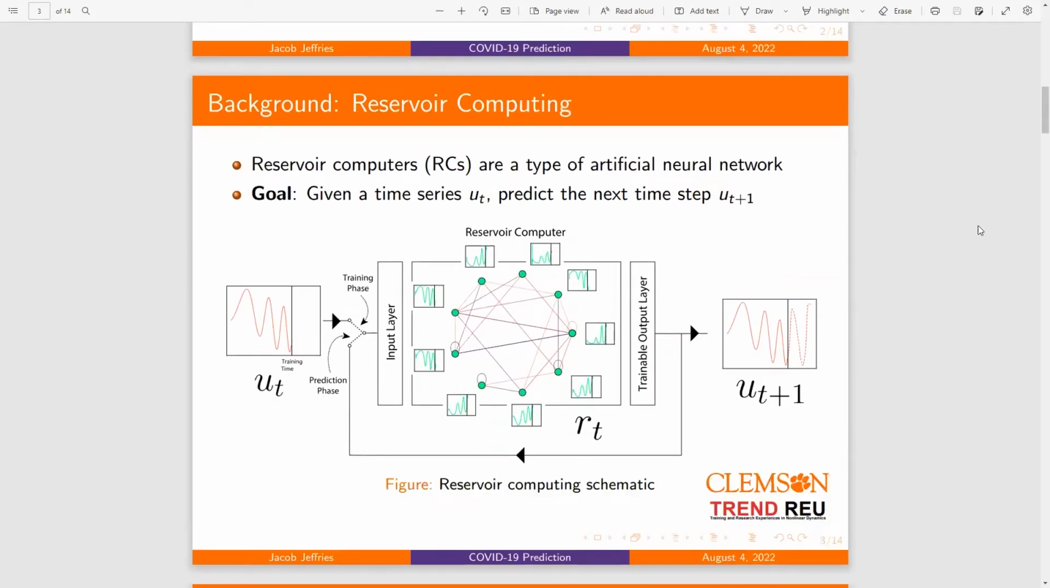The method we used was reservoir computing. A bit of background on reservoir computing: reservoir computers are a type of artificial neural network, and the overall goal is, given some time series u sub t, to predict the next time step, u sub t plus 1.